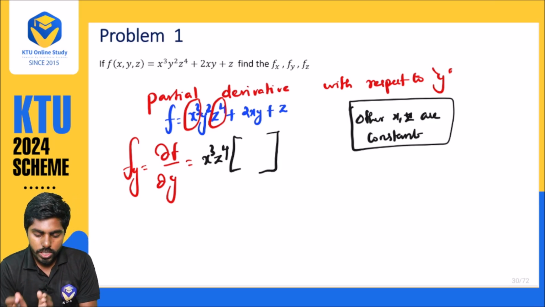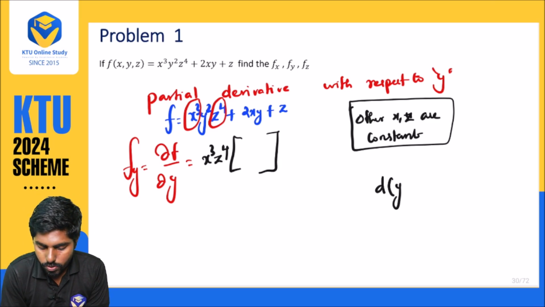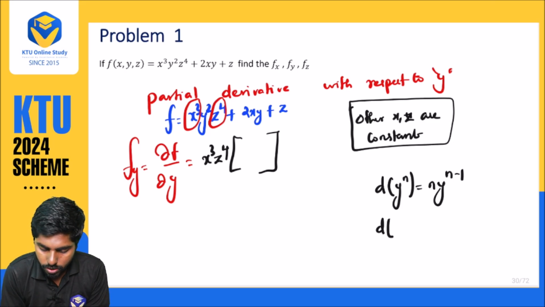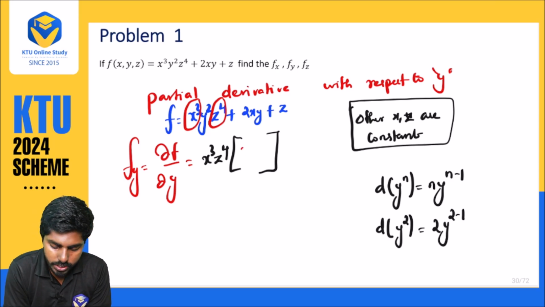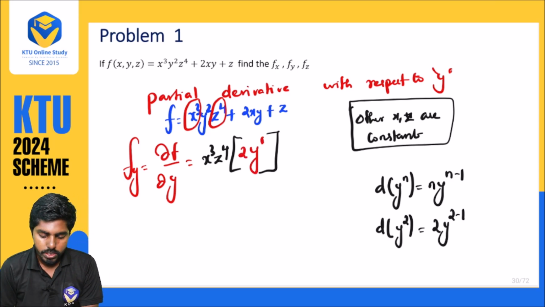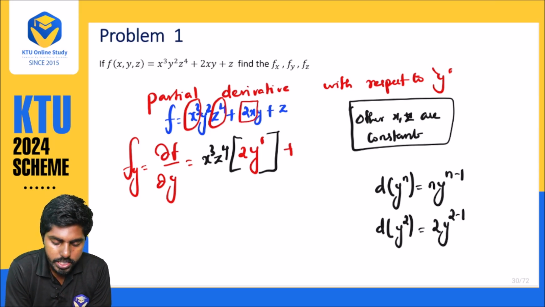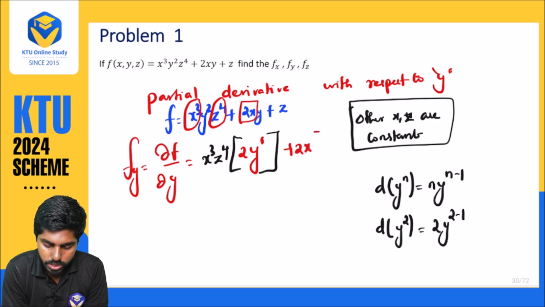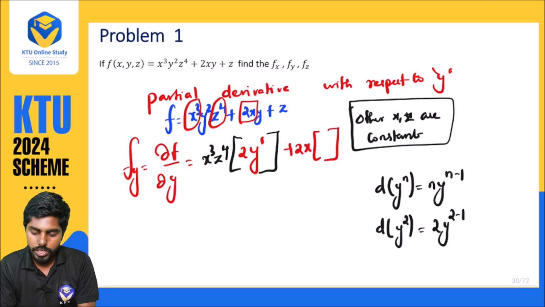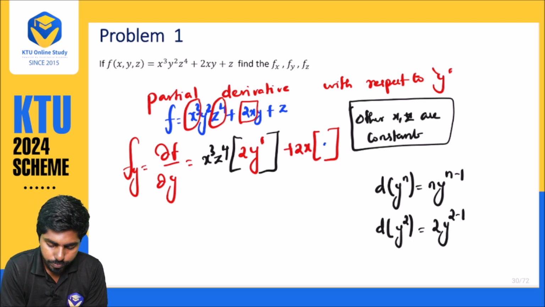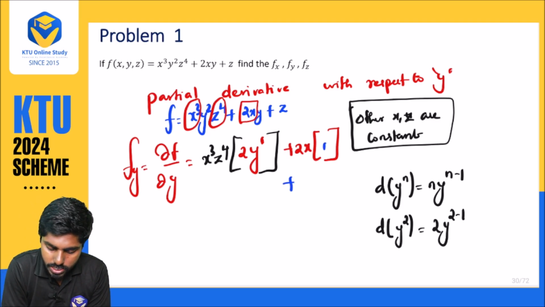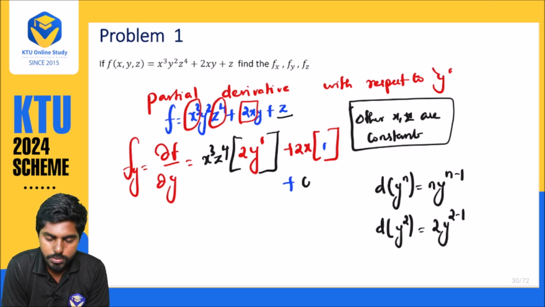What is the differentiation of y power n? It is n into y power n minus 1. So the differentiation of y square is 2 into y power 2 minus 1, that is 2 into y power 1. Now what is the constant here? Here 2x is a constant, so taking 2x outside, the differentiation of y is 1. Now z is a constant term, so it will become 0.